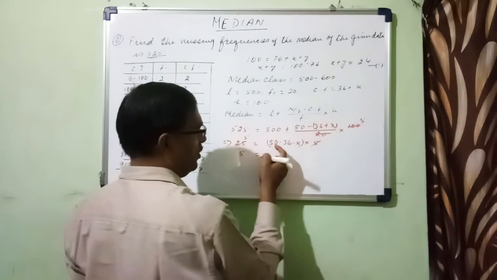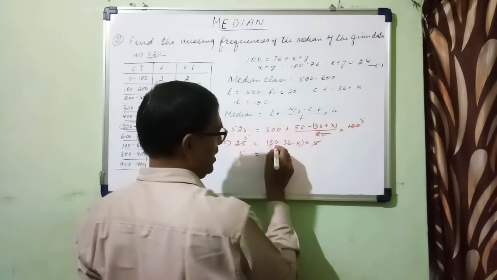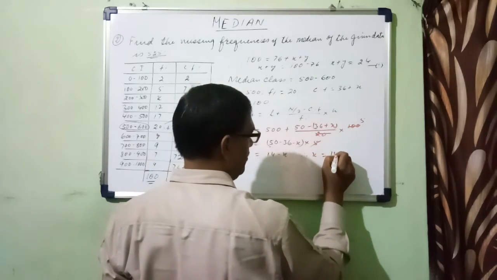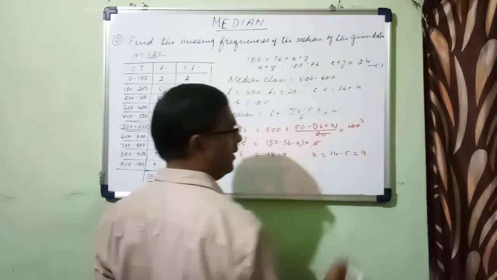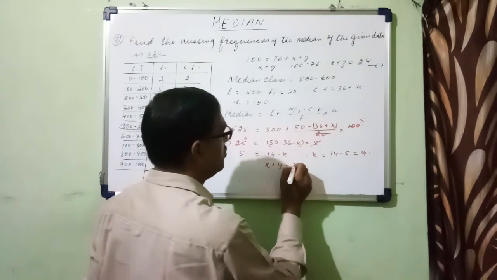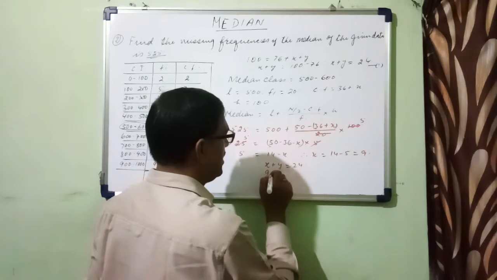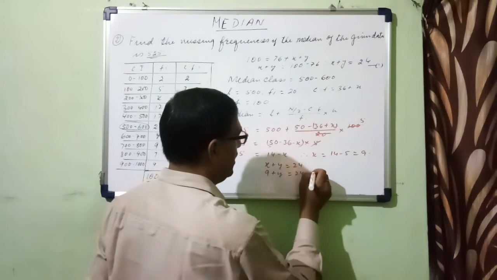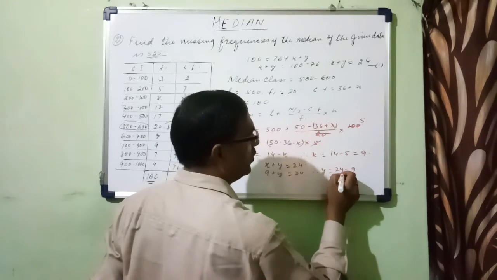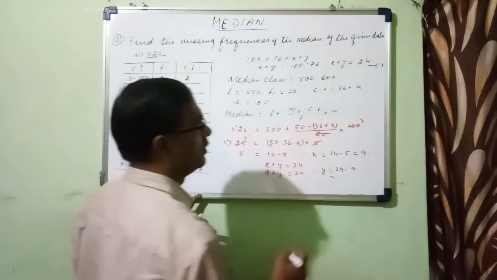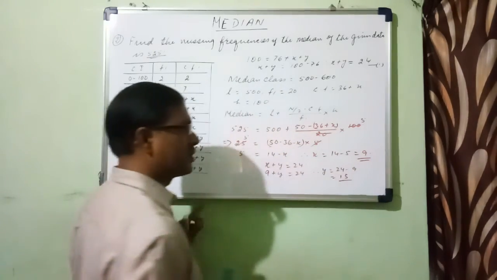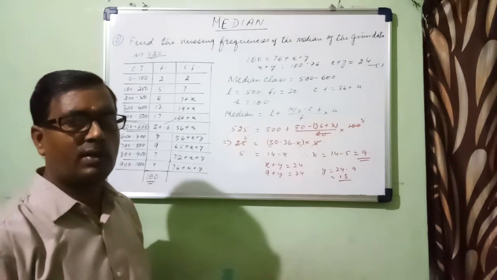So 5 is equal to 14 minus X, therefore X is equal to 14 minus 5 is equal to 9. And since you have X plus Y is equal to 24, 9 plus Y is equal to 24, therefore Y is equal to 24 minus 9, which is 15. So one missing frequency is 9, the other is 15.